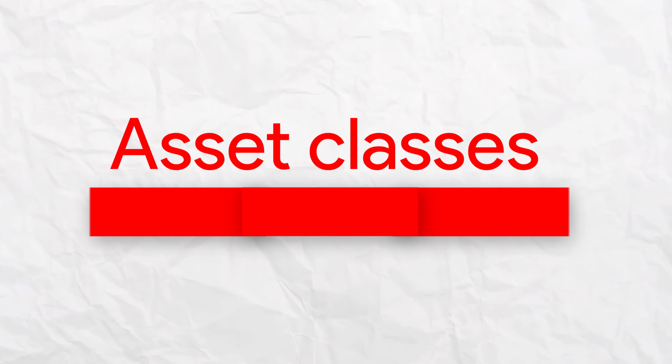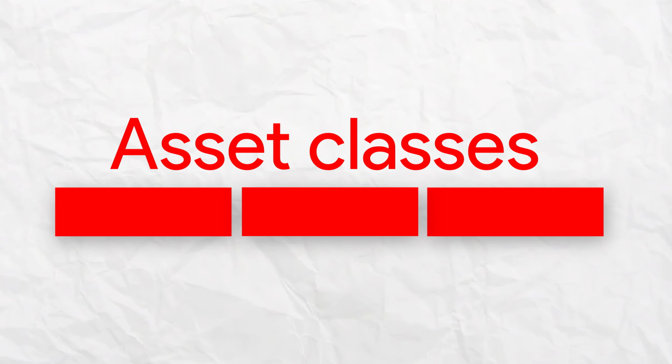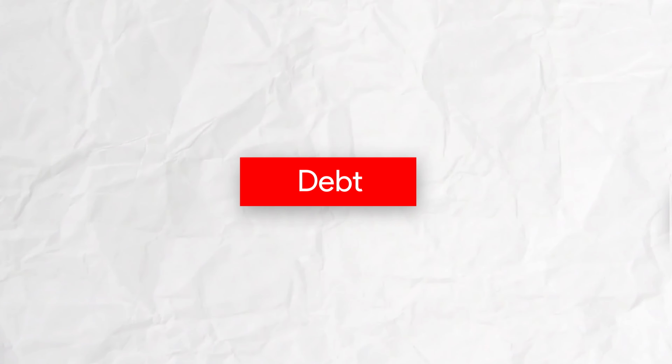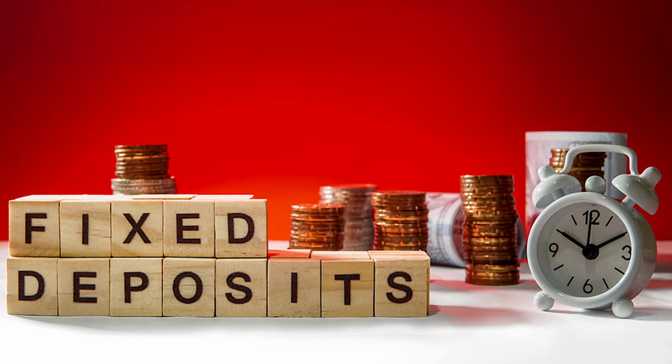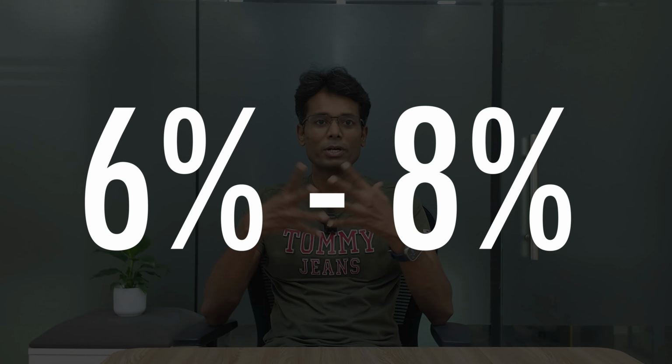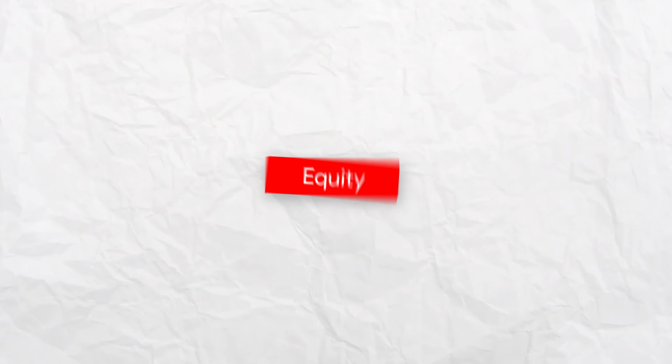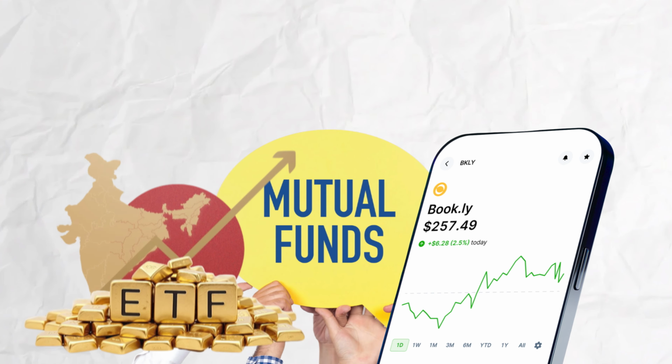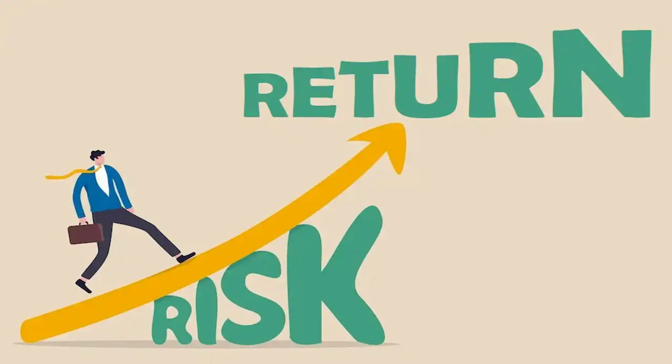There are three main asset classes that you should know. Number one, debt. Examples of debt assets are fixed deposits, government bonds, anything that gives a fixed return. Usually you get anywhere from 6 to 8%, no matter how the financial market performs. The second asset class is equity. Equity includes mutual funds, stocks, ETFs, all of these that have a market dependency. You can make more here, but the risk is also high here.